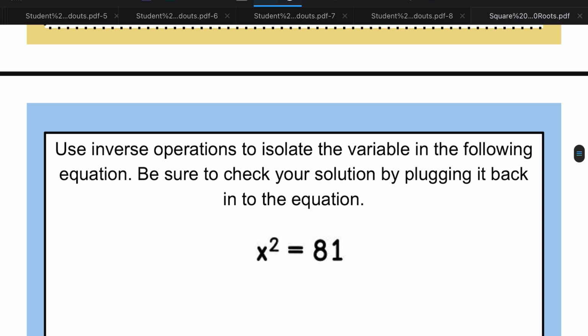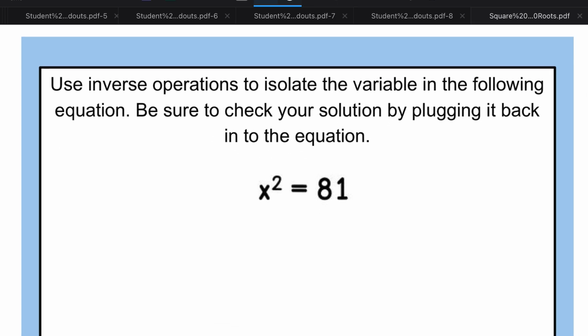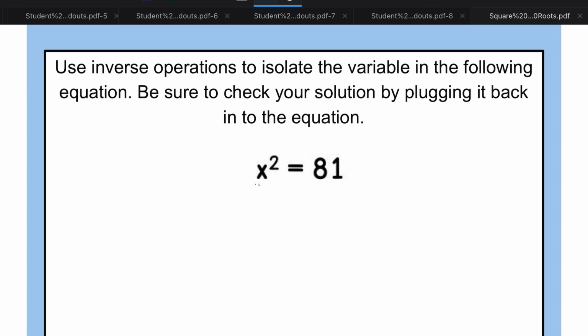All right. So to do inverse operations, we isolate the variable and then plug it back in the equation to make sure. Here we have x squared equals 81. So we are thinking what squared, or what times itself, would equal 81. So we know that x is equal to the square root of 81. So x would be equal to 9. It's just like when we were doing a squared plus b squared equals c squared in Pythagorean, that last step.